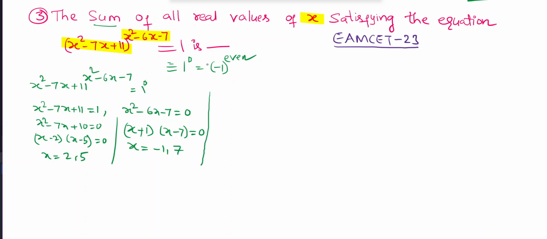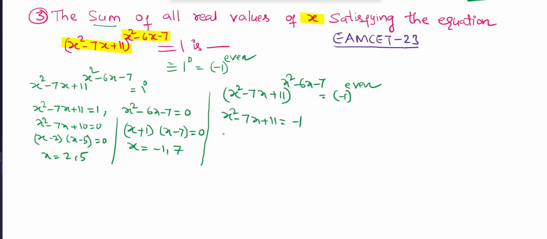And the third condition is, x square minus 7x plus 11 whole to the power of x square minus 6x minus 7 is equal to minus 1 whole power even number. That means x square minus 7x plus 11 is equal to minus 1. For this, x square minus 7x plus 12 is equal to 0. Factors for 12 is 3 into 4. This is x minus 3 into x minus 4 is equal to 0. From this, x is equal to 3 comma x is equal to 4.